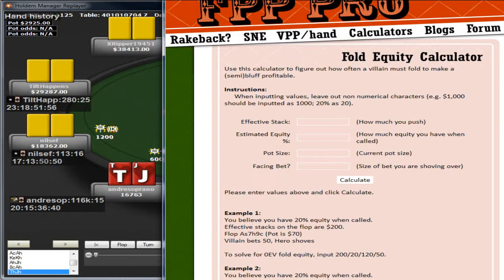Okay, what this tool does is help us calculate how often a player who is raising a hand should fold to our shove in order for us to turn a profit.